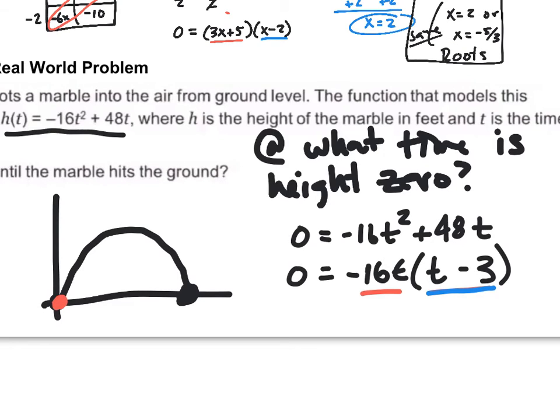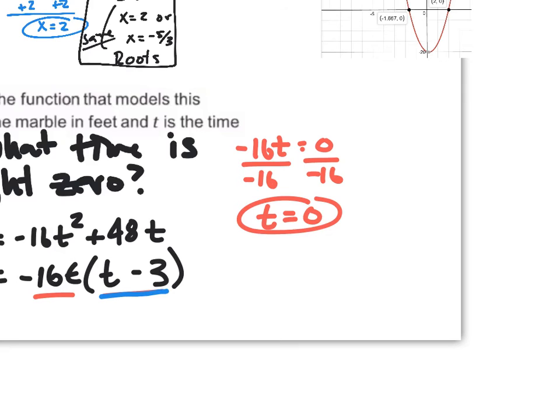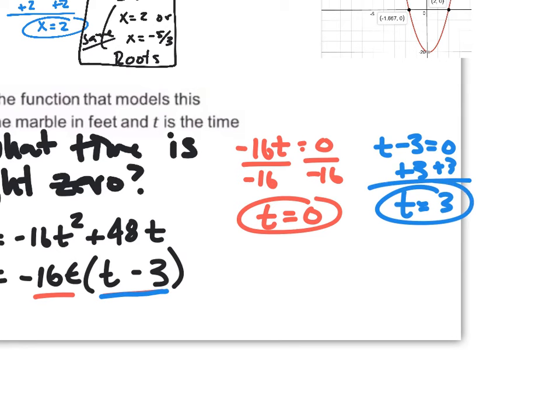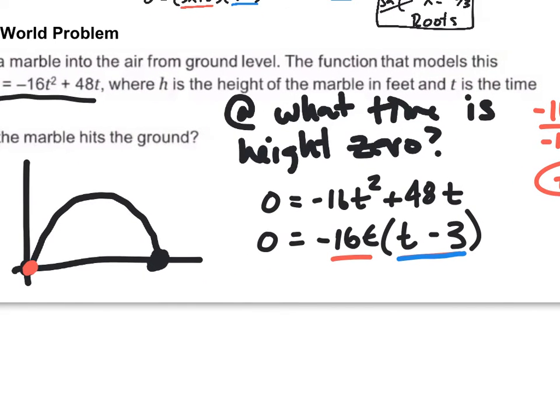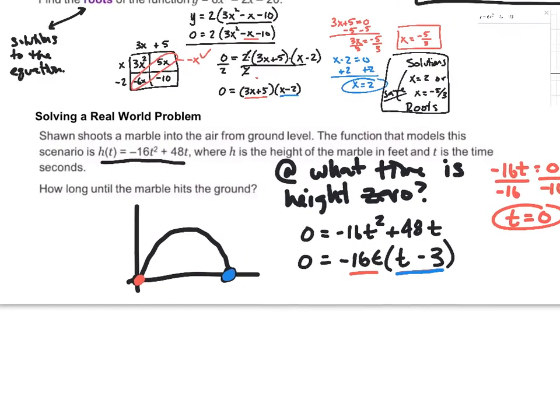Now the other point, t minus 3, let's set that equal to 0 and solve. So t minus 3 equals 0. Let me add 3 to both sides. I'm going to get that t is equal to 3. And that's the other time. Now, you have to think about this in terms of the problem. You have two solutions. You have two times at which the height is 0.